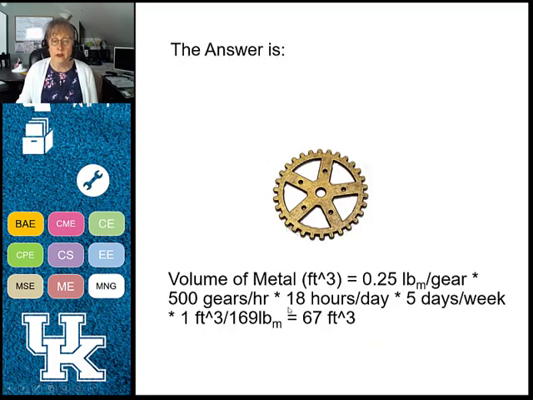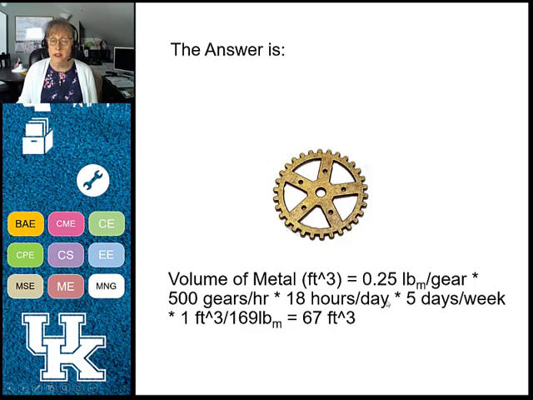So here's my answer. I want to ultimately get the volume of metal in cubic feet. This is what I know. It takes about a quarter pound mass of metal per gear. And I know I make 500 gears per hour, so if I multiply these two terms together, now I have the mass of metal per hour.